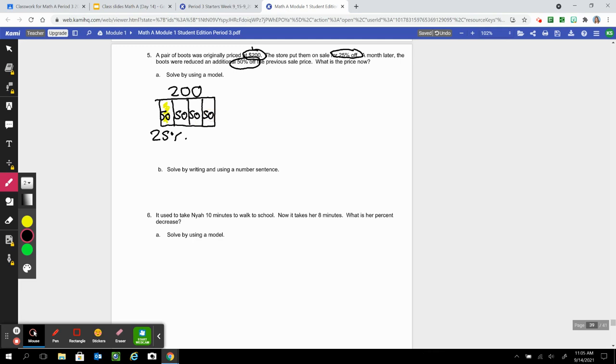So I'm taking away $50. If you want to write that down, you're taking away $50 from 200, which now puts us at $150. Now, a month later, you come back to the store and say, okay, I bought these boots for $150, but there's an additional 50% off of the $150 sale price. So I want another 50% off today, which means that I need to take $75 off of the $150.